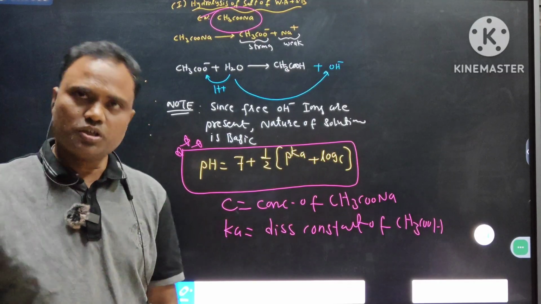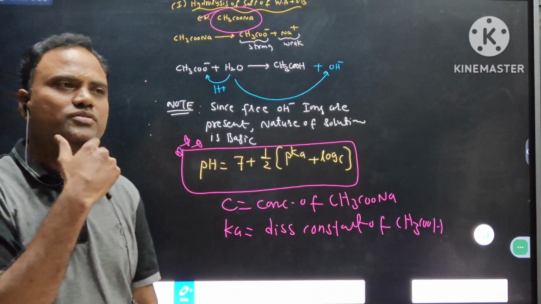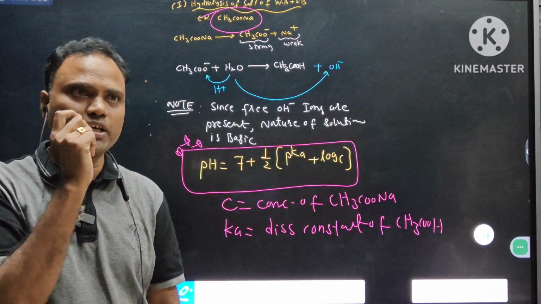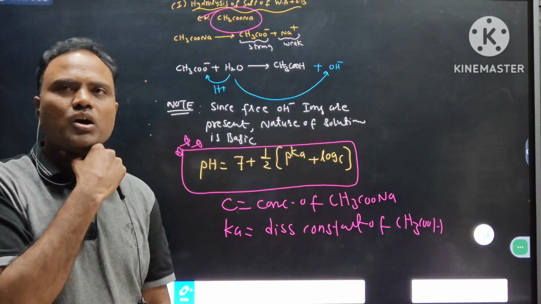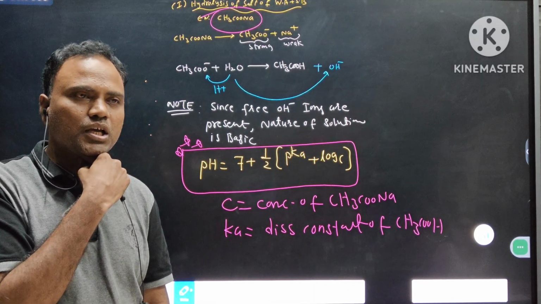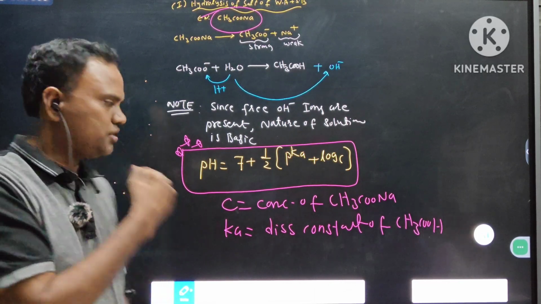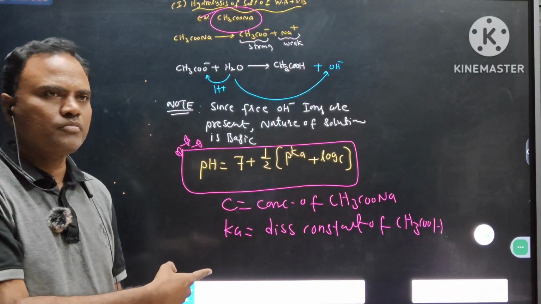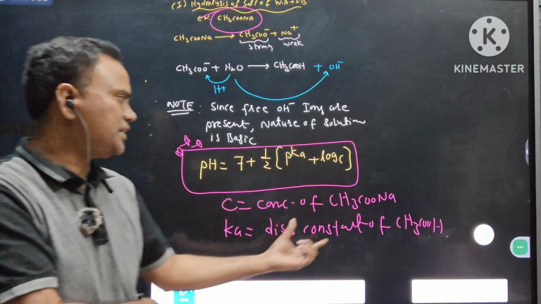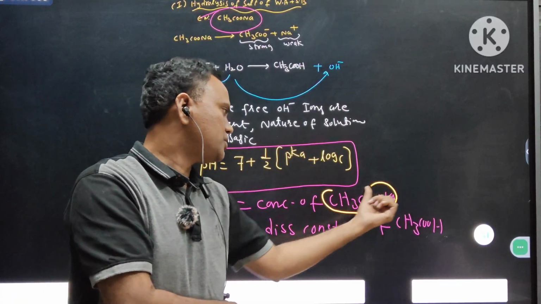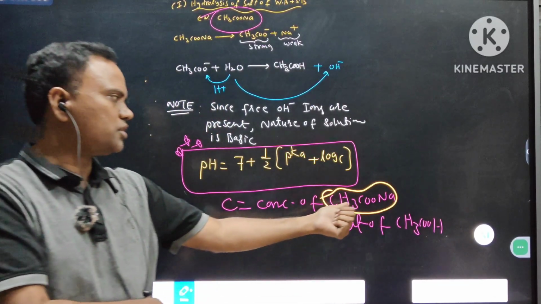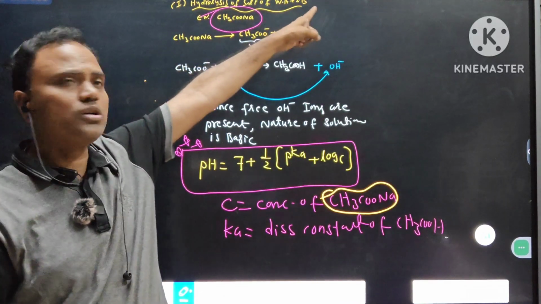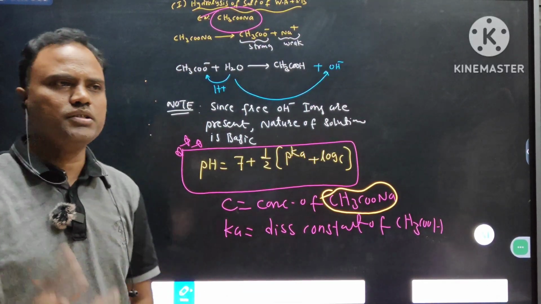Now you have learned two formulas, right? For weak acids, what did I give? pH is equal to half pKa minus log C. This is the second formula: 7 plus 1 by 2 pKa plus log C. We use this formula when you get the data of CH3COONa or a similar salt. Next, keep it in. Hydrolysis of a salt of a weak acid plus a strong base is our second category.